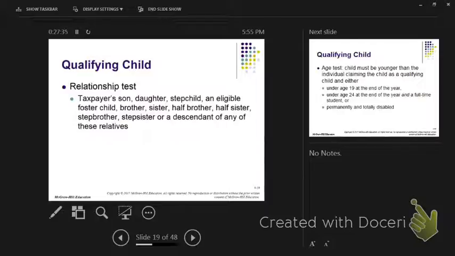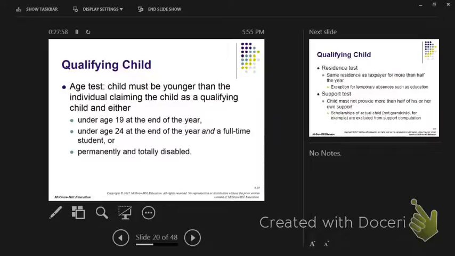It can be a sister, half-sister, stepsister, or any descendant of those. So if you notice, it's son, daughter, child, brother, sister. It doesn't go upward, all right? So it does count that you could have a brother or sister, but it doesn't go up where it's aunts, uncles, or anything like that. So son, daughter, stepbrother, any of that type of thing, or foster, does count foster children.